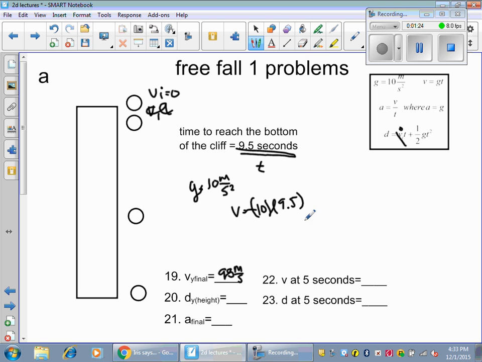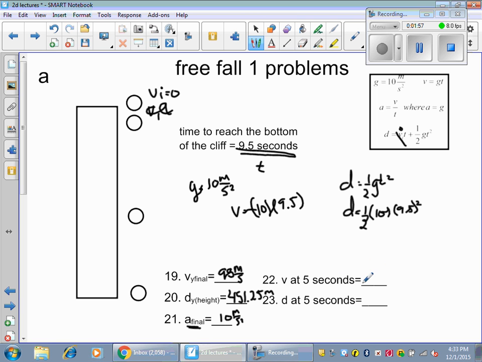Okay, so the distance in the Y direction, or the height, is 1/2 gt squared. Always use the equation first so you know what you're doing. Okay, 10 is g, and my time is 9.5. We're going to square that. Okay, so you end up getting, do all the math, 451.25 meters. Acceleration final, you really shouldn't have to think about that. Acceleration is going to be the same, 10 meters per second squared.